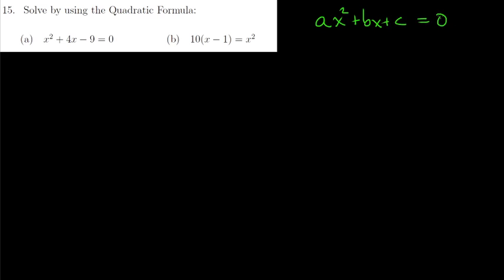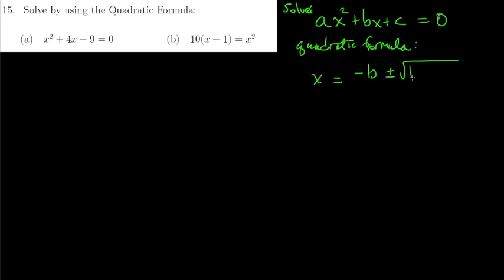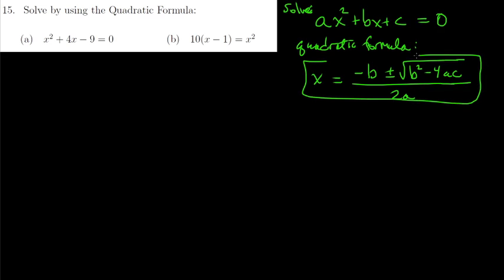This is a quadratic equation in standard form. This is what we're trying to solve, right? We're trying to solve this equation. The quadratic formula, then, are the solutions. x equals, opposite of b, plus or minus the square root of b squared minus 4ac all over 2a. That is the quadratic formula here, right? So you need to know it in order to use the quadratic formula to solve these equations.